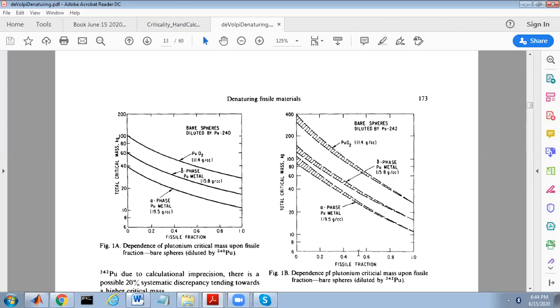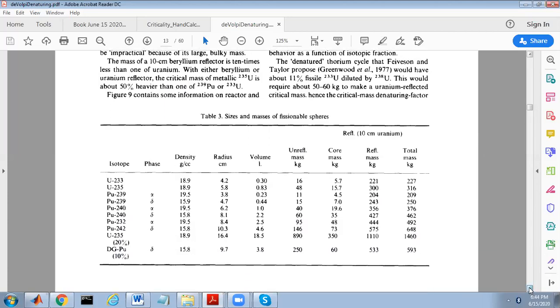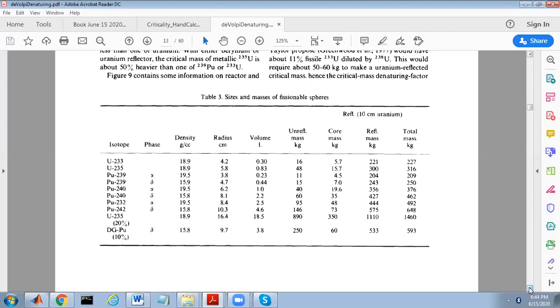Now, this shows you the dependence of plutonium critical mass upon 242. So you can see that 242 makes things really bad. If you have a little bit of 242, it goes up to, see the alpha phase, if you have 40% of fissile only, 60% of that, then you need about 40 kilograms for critical. So these are all criticality studies which you can do with one group and two.